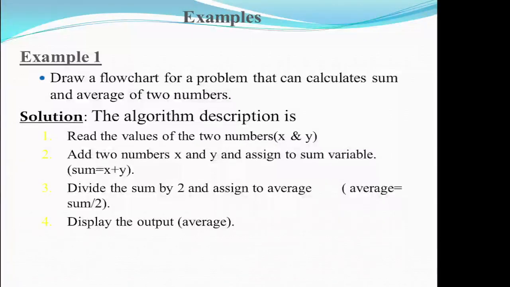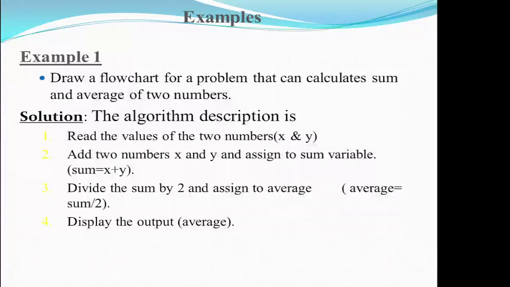After you add, you have to assign that result to something. Add two numbers x and y and assign to some variable, z or w, whatever you can use. For example, sum is equals to x plus y. X plus y may be 5, let us say. Then sum is equals to 5.